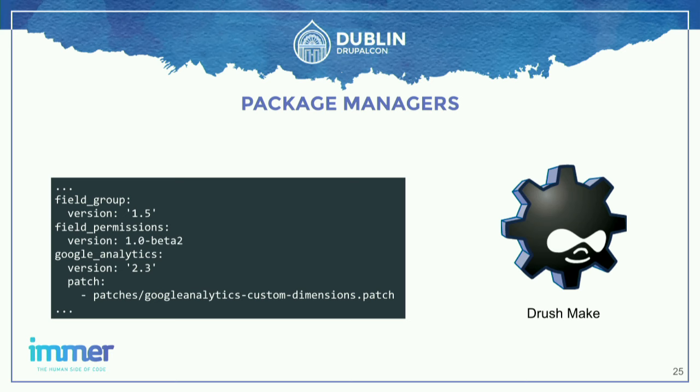In this example, this is just a snippet out of my DrushMake file for a Drupal 7 project. I have field group, field permissions, and Google Analytics, and I just specify them inside a YAML file, and DrushMake will be responsible for downloading the right versions of the right modules. Also, this makes sure that you have a very easy update path. So if you want to update Google Analytics to version 2.4, for example, you just change that one line, you rerun the grunt make command, and it will auto-download the new package.